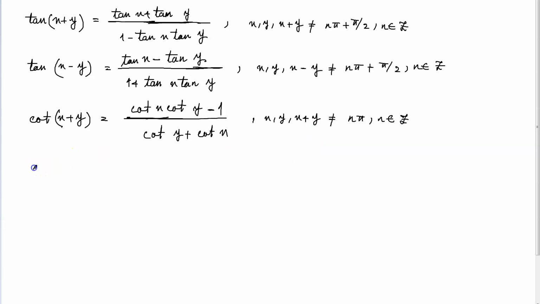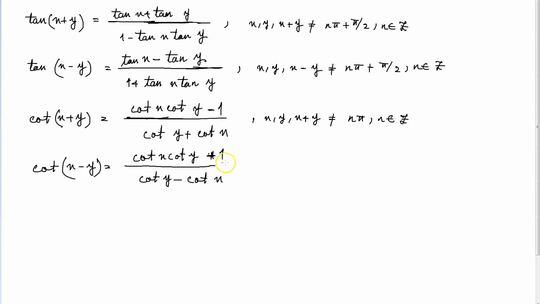And also we had cot of x minus y, which was equal to basically cot x cot y plus 1 over cot y minus cot x, and that is again provided that x and y and x minus y are not equal to n times pi, where n belongs to the set of integers.